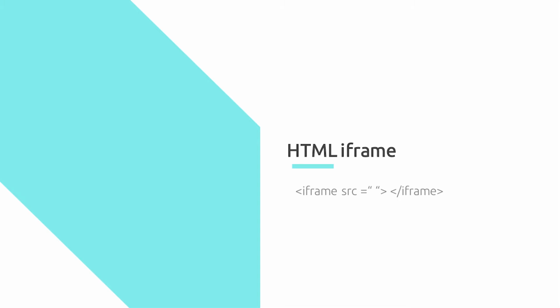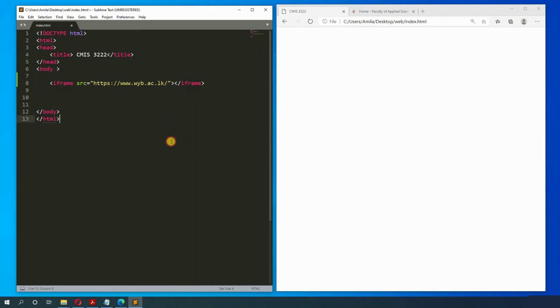HTML iframe. The iframe tag specifies an inline frame. An inline frame is used to embed another document within the current HTML document. Embed our university website in our website. Give the source URL.